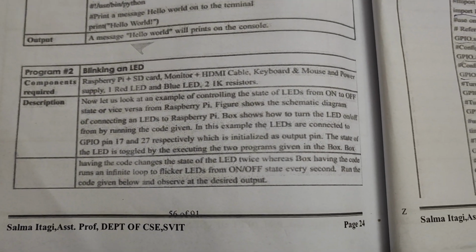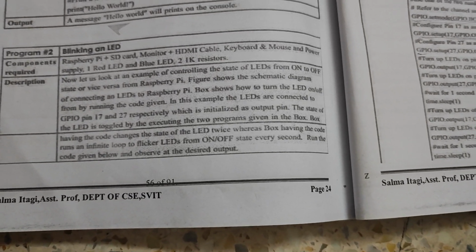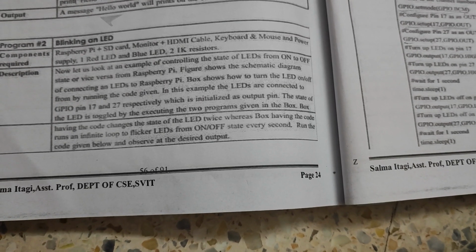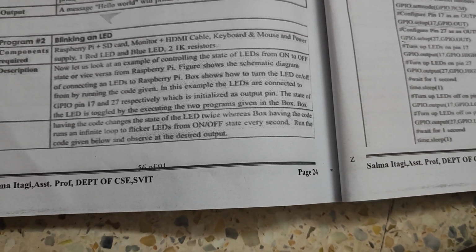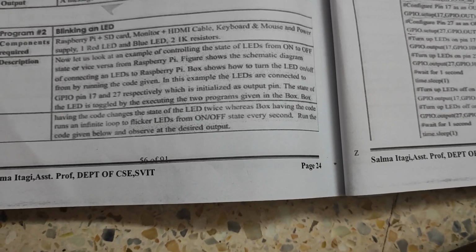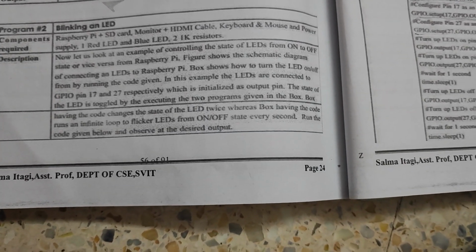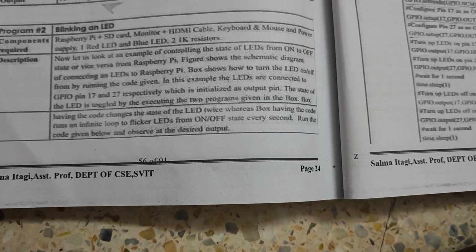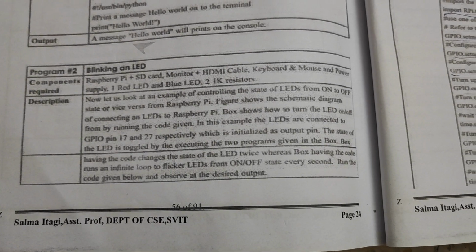Okay, so the description is you're trying to control the state of the LED by changing it between on and off, and for that you need to give the pins, that is the general purpose input output pins, as 17 and 27 respectively. That is your description. The state of the LED should be toggled by coding, and the desired output should be observed.